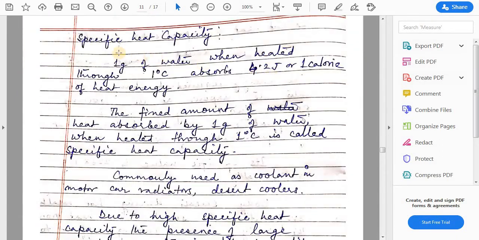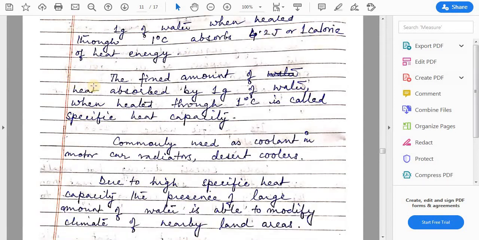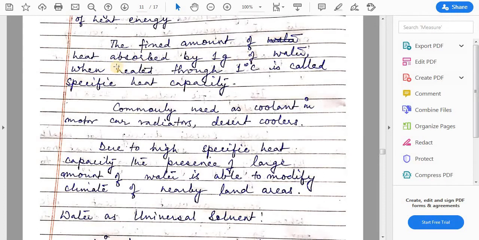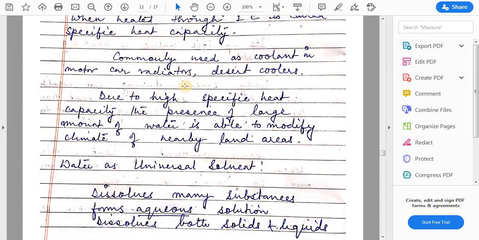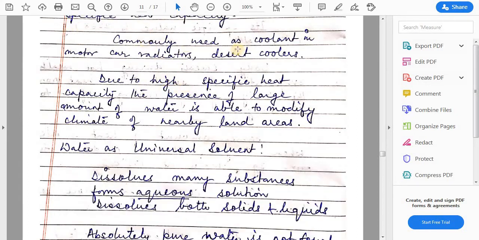Now, what is specific heat capacity? 1 gram of water when heated through 1 degree Celsius absorbs 4.2 joule or 1 calorie of heat energy. The fixed amount of heat absorbed by 1 gram of water when heated through 1 degree Celsius is called specific heat capacity. Commonly used as coolant in motor car radiators and desert cooler.